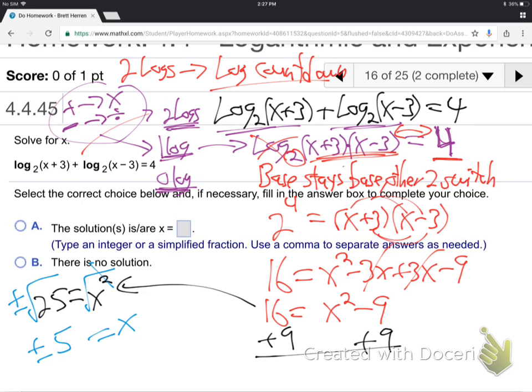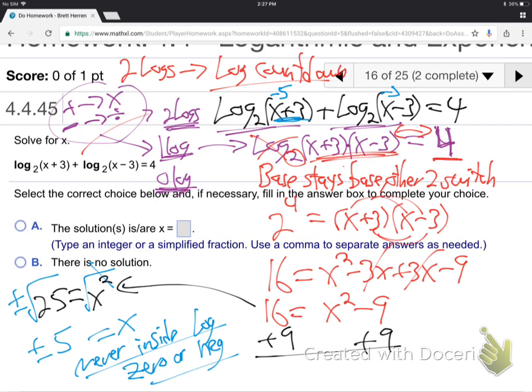But remember that you can never have inside of a log 0 or negative. So if you go back to the first step, if you take that negative 5 and you put it right there, negative 5 plus 3, or if you put it in this one, either one doesn't matter. It's going to make either one of those negative, isn't it? So forget about the negative. It's only positive 5 that is the answer. You must check on a log to make sure the answer doesn't make the inside of the original negative or 0.